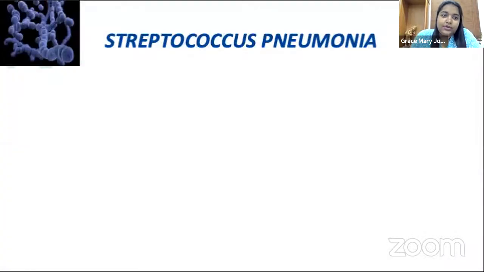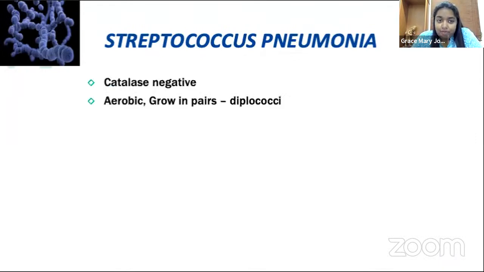Now, going in depth regarding Streptococcus pneumoniae, we know that it is catalase negative. It grows in pairs. It's usually diplococci. Two of them usually attached, or sometimes you also see them as a chain. But it's usually two cocci attached to each other, which gives you the diplococci look.